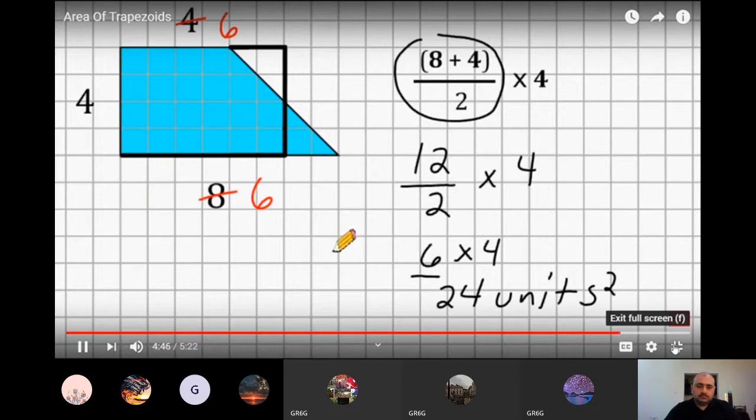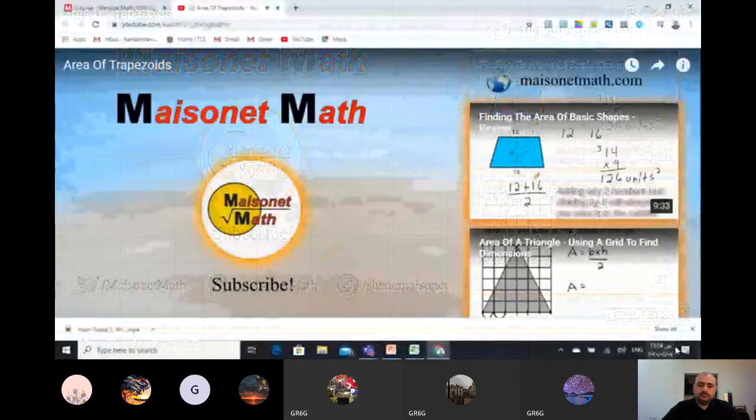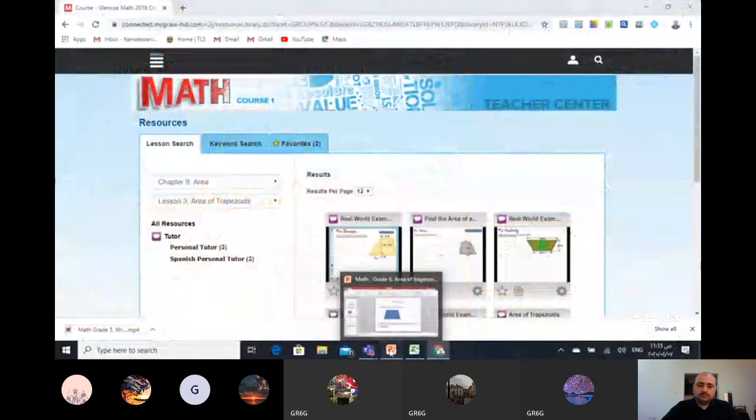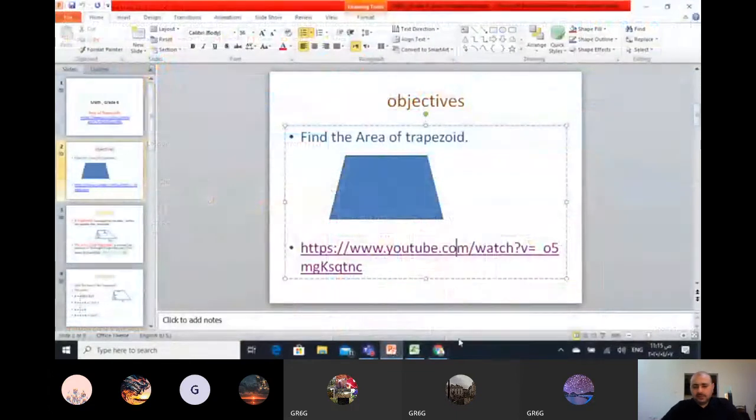So remember, when finding the area of any trapezoid, we have to take the two bases, add them together, and divide by 2, which is really finding the average length of those two bases. And then we take that result and multiply by the height of the trapezoid. So this is the idea to find the area of trapezoid.